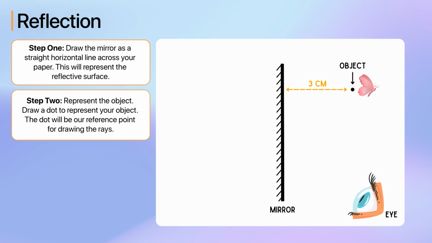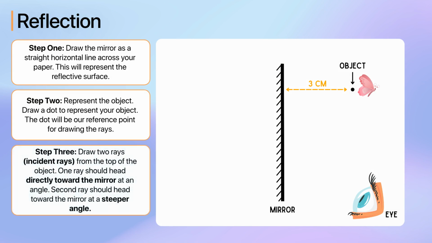Moving on to step 3. Draw two rays from the top of the object, heading toward the mirror. One ray should head directly toward the mirror at an angle, for example, diagonally downward. The second ray should head toward the mirror at a steeper angle. These are your incident rays. Each ray will reflect off the mirror at an angle that follows the law of reflection, which we'll address next.